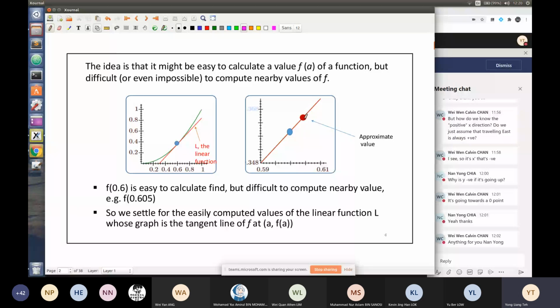So why don't we just use the linearized version, given by this L here, of this tangent line to approximate the function value? We might not be able to get the exact function value f of 0.605, but we can get pretty close to it, if this 0.605 is close enough to 0.6. Indeed, this is the case here.